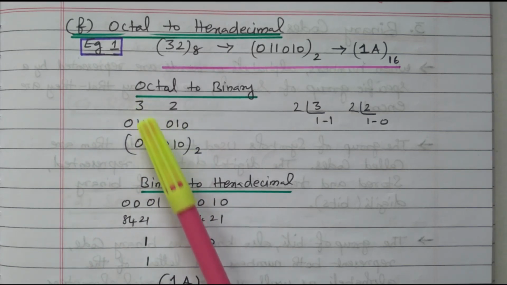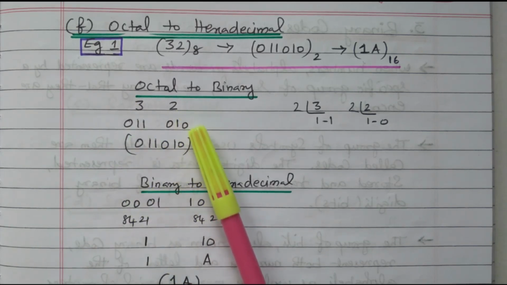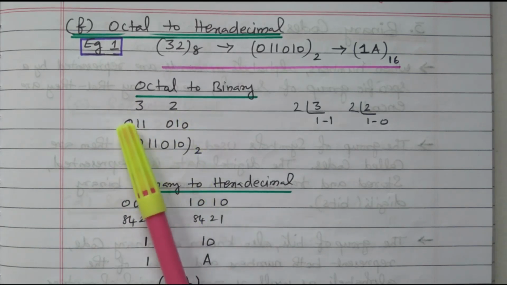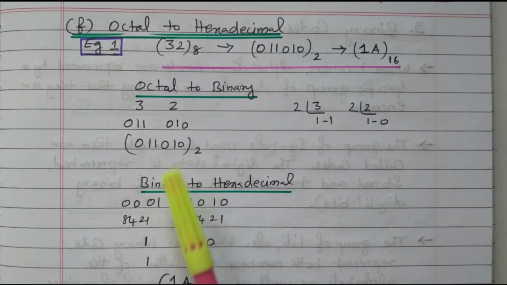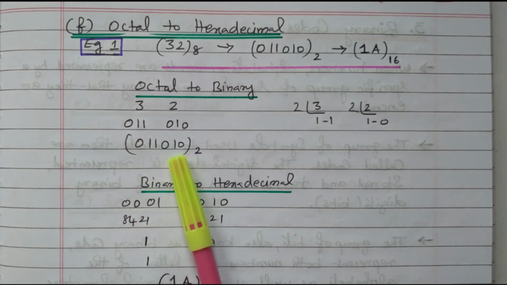Right? Now 3 is converted into binary having 3 digits. 2 is converted into binary having 3 digits. Now we combine these two values: 0 1 1 0 1 0. So this is nothing but the binary equivalent of octal number 32, right? 0 1 1 0 1 0.